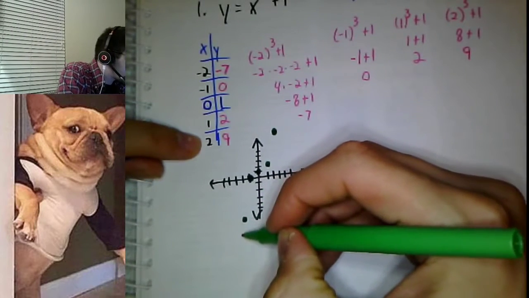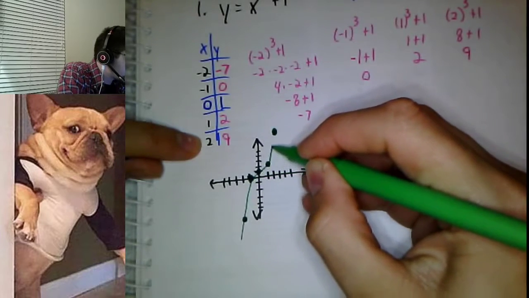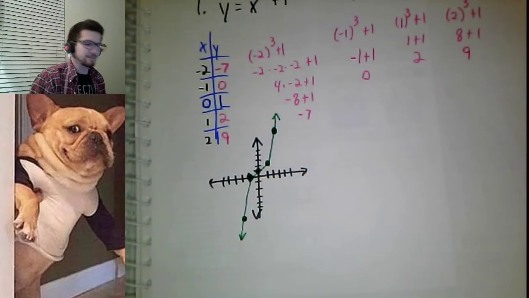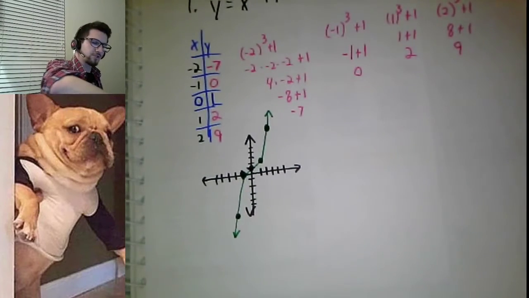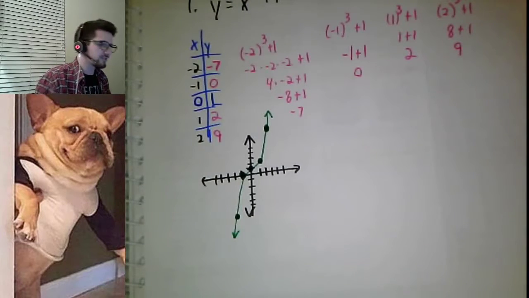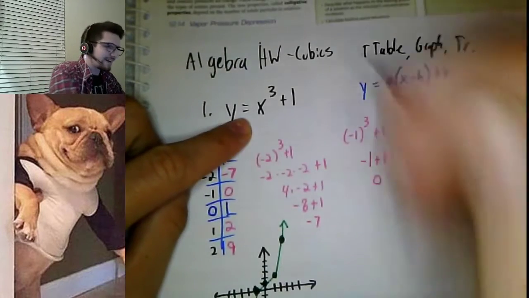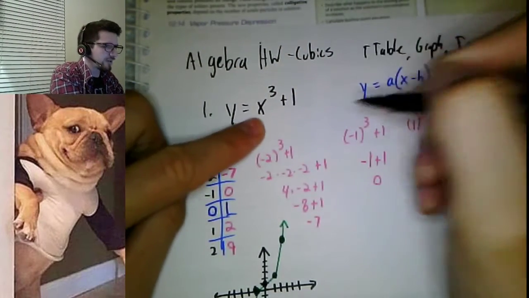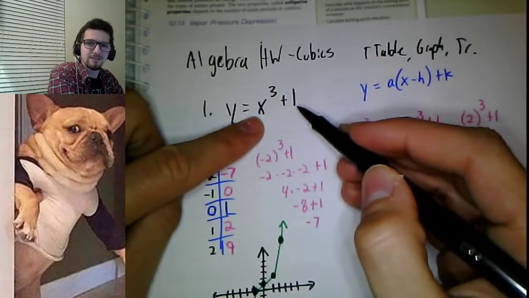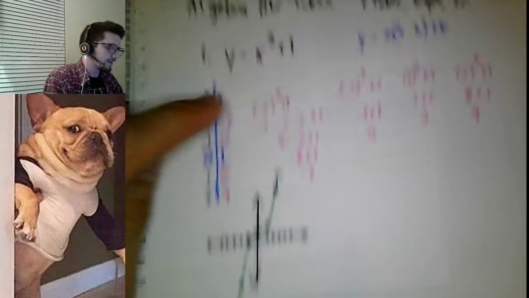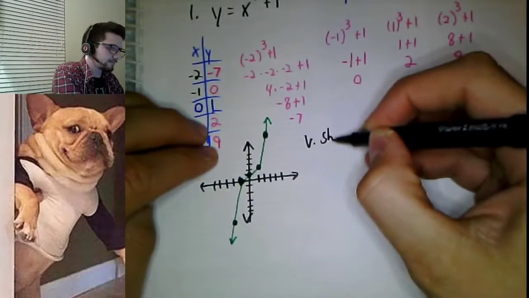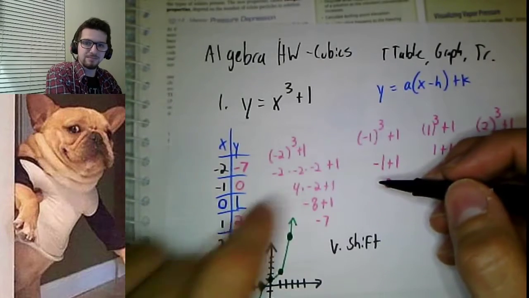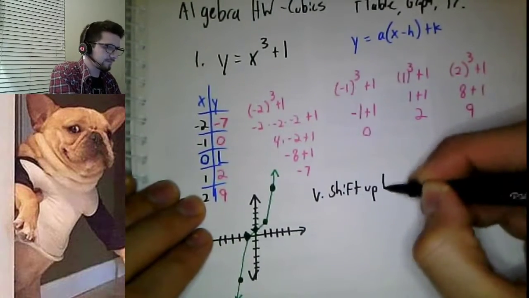And if I trace all these lines, I end up with a squiggle squaggle. And that's where I get my shape from. Transformations we do the same way we did with quadratics. Do I have an a here for a vertical stretch or compression? No. Do I have an h for a horizontal shift? No. Do I have a k for a vertical shift? Yes, I do. So what's my vertical shift? We moved up 1, right? Plus 1, up 1. And that's it.